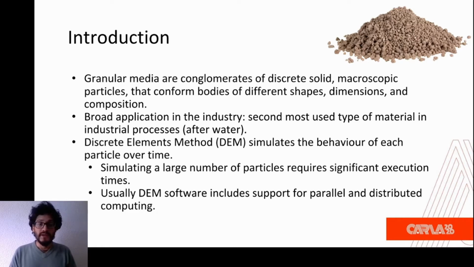So, what is granular media? Granular media are conglomerates of discrete, solid macroscopic particles that conform bodies of different shapes, dimensions, and composition, just like in the picture. They have broad application in the industry. Actually, they are the second most used type of material in industrial processes after water.